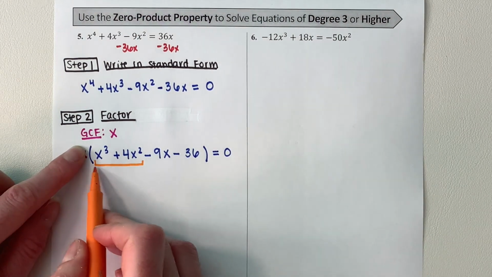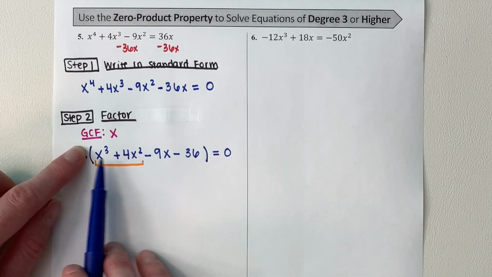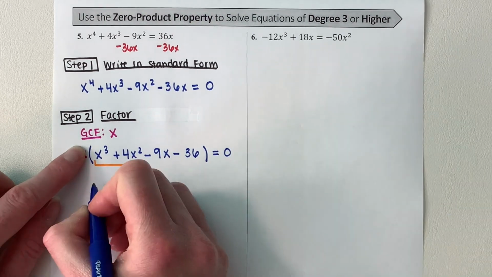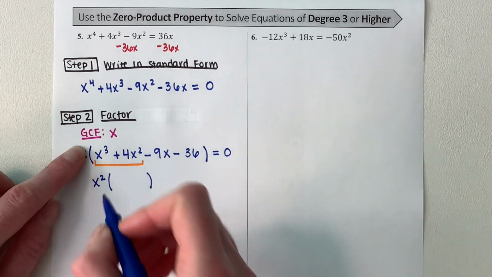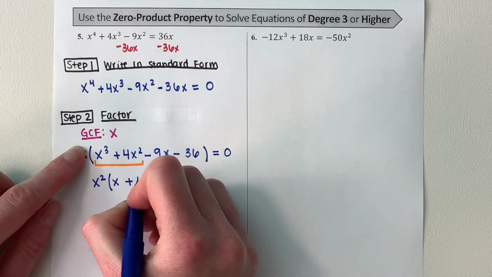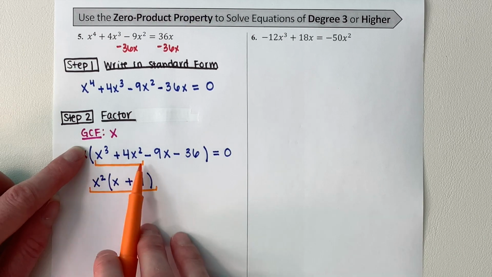So we'll group these first 2 terms together, and we need to factor the GCF out of these 2 terms. The GCF between x cubed and 4x squared would be x squared. x squared times x will give us x cubed, and x squared times a positive 4 will give us 4x squared. So we factored the GCF out of these first 2 terms.